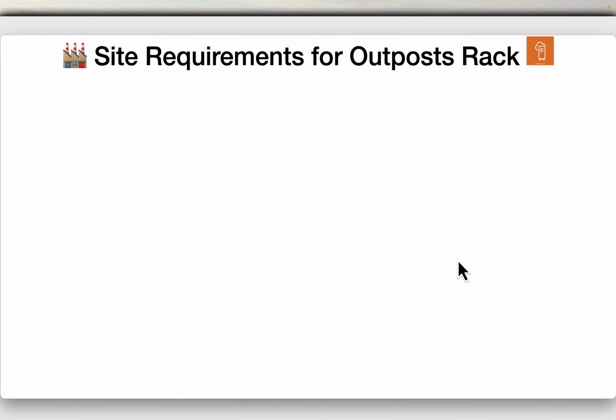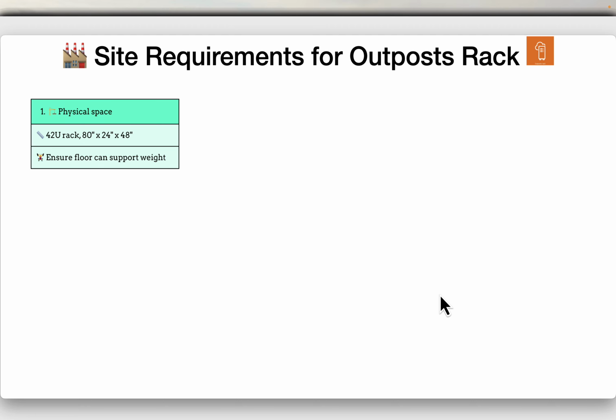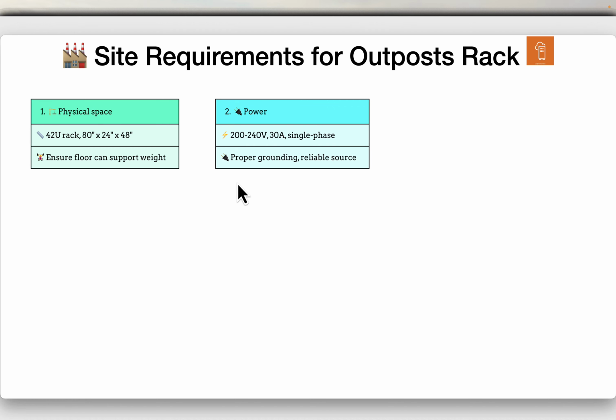Okay, some site requirements I already talked about. This is not the extensive list, but you can take a look. So we have physical space for a 42U rack. So it will be like 80 inch by 24 inch by 48 inch space. That is the space of the rack. Then power supply should be between 200 to 240 volts, 30 amperes single phase, and ensure proper grounding and reliable power source to avoid any disruptions.